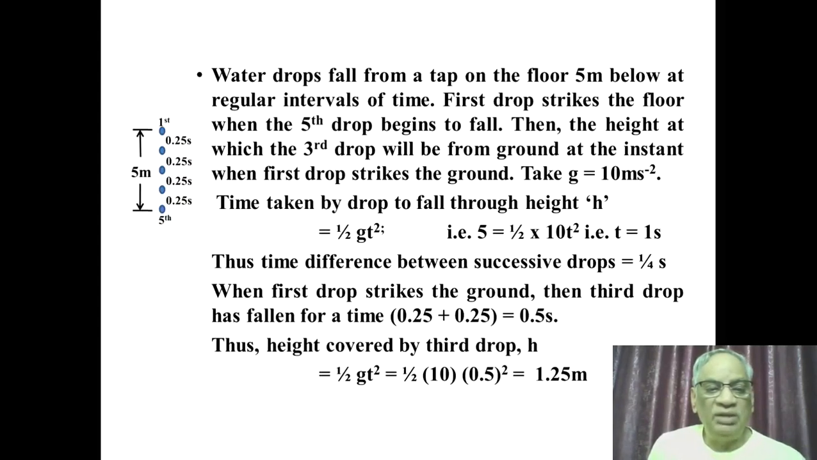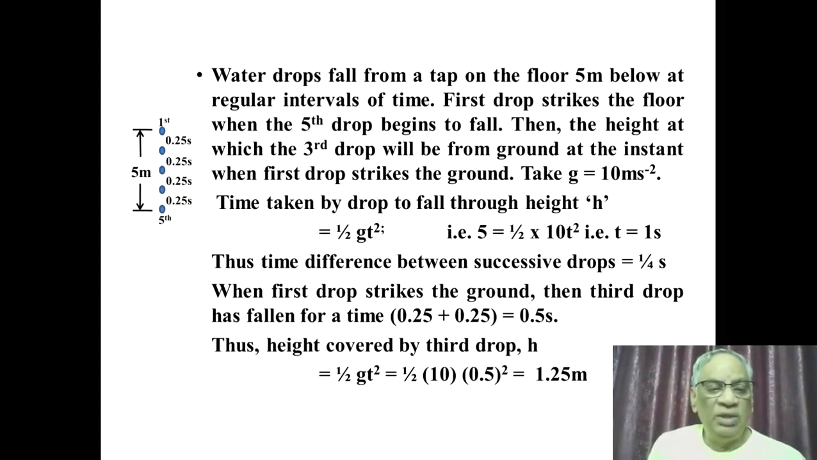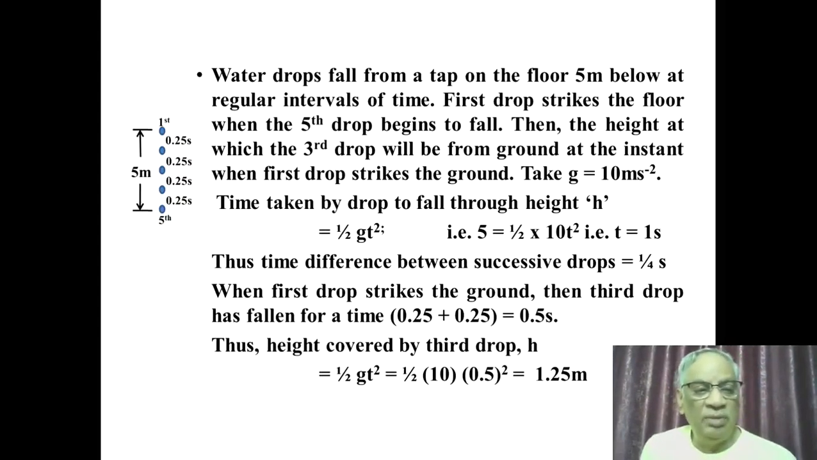When the first drop strikes the ground, the third drop is in the middle position. That means the time for the third drop to fall so far is 0.25 plus 0.25, that is 0.5 seconds. So the height covered by the third drop, h, is equal to half gt square, that is equal to half into 10 into 0.5 square. So 1.25 meters is the position of the third drop when the first drop touches the ground.